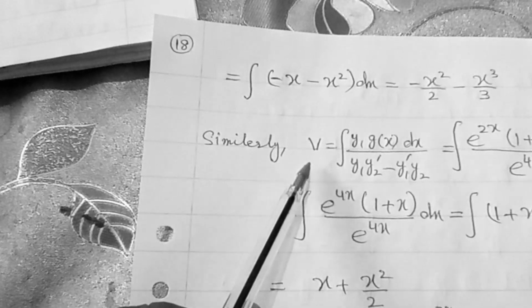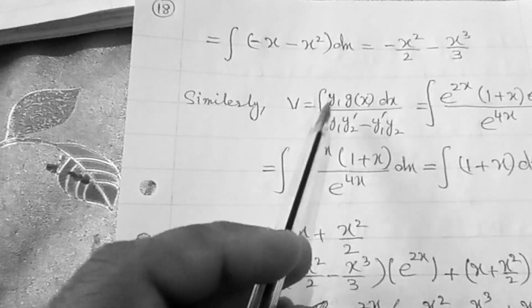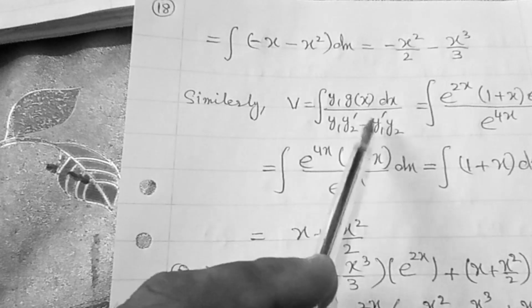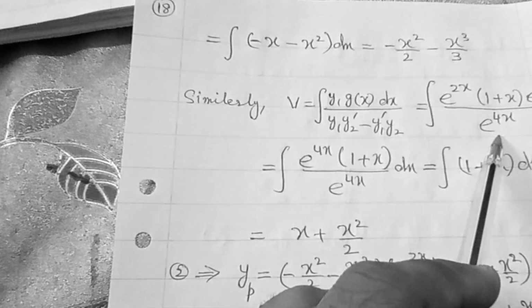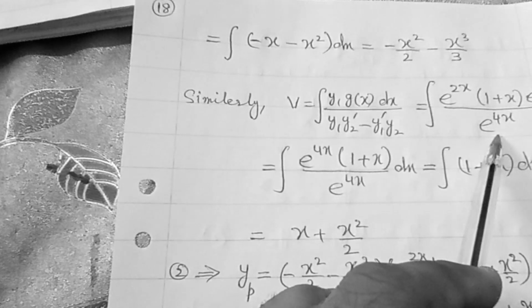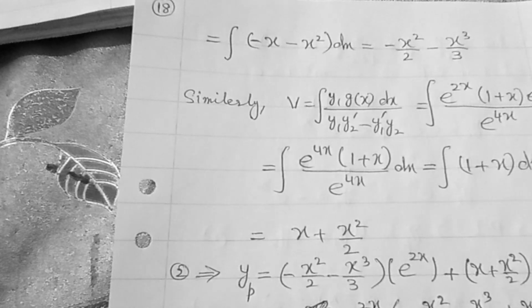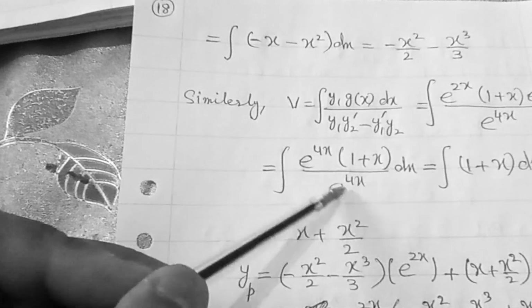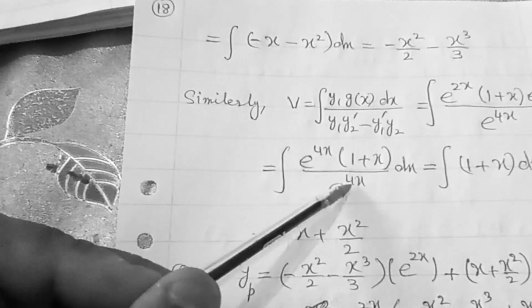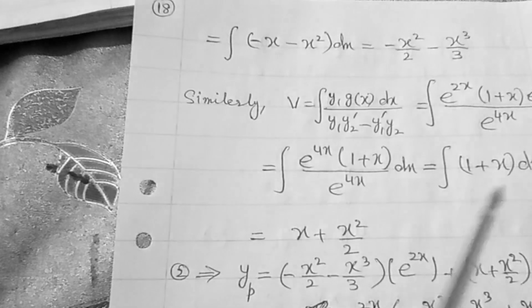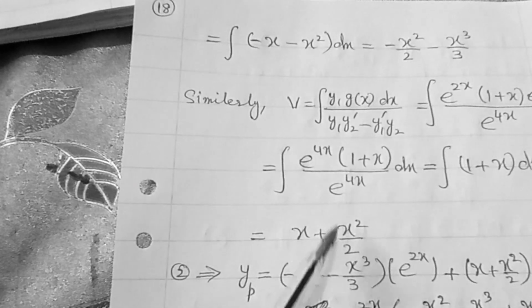Now we'll find the value of v according to the formula. v is equal to the integral of y1 g of x dx over the Wronskian, which in the denominator was exponential 4x. We directly substitute the value as we already calculated when finding the value of u, that is exponential 4x. So again we apply the same formula: the bases are the same and the powers combine, so exponential 4x will cancel out. The remaining term will be (1 plus x) dx, and the integral of 1 plus x dx becomes x plus x square upon 2.